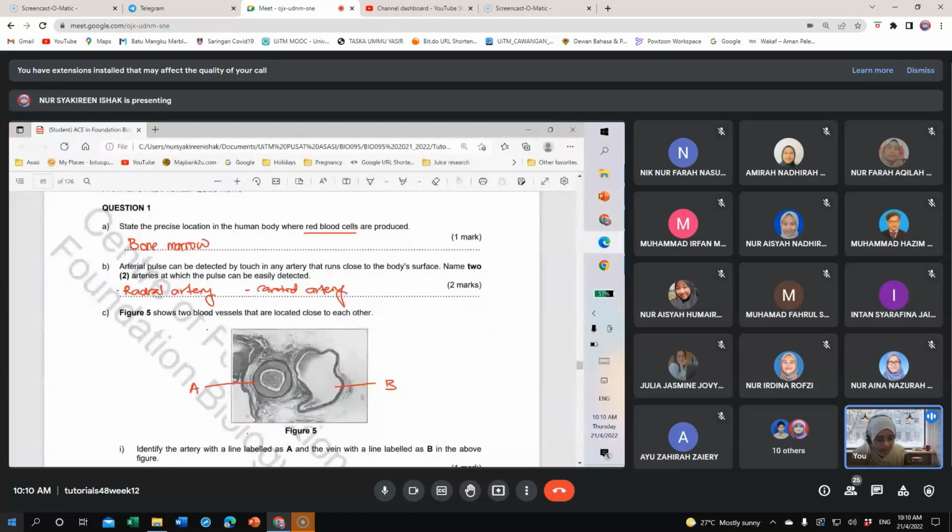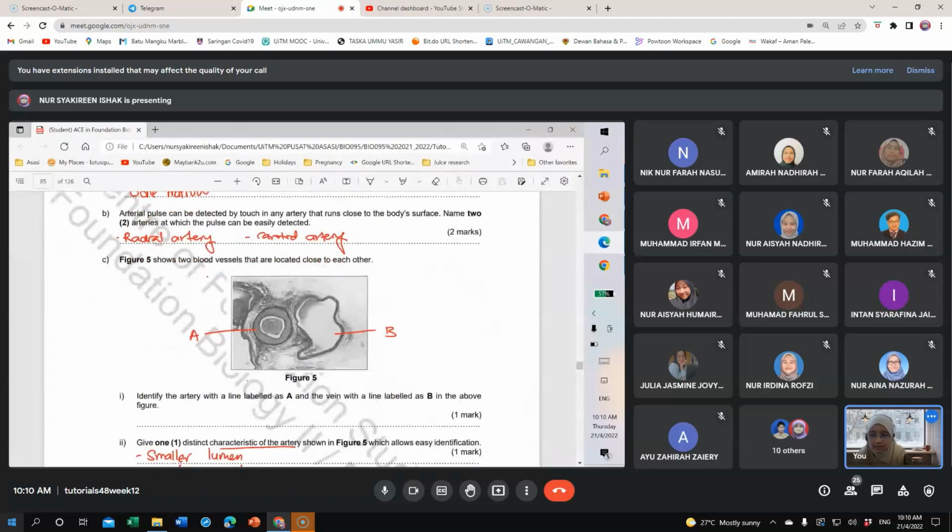Okay, so next, it says here, figure 5 shows 2 blood vessels that are located next to each other. So ini macam punya lab report, lab hari tu lah kan, where you are given a diagram of prepared slides of which you have to identify which one is the artery, which one is the vein. So in this case, identify the artery with a line labeled A and the vein with a line labeled B in the above figure. So you just stick your ruler, and then label the diagram. Okay, A dengan B je.